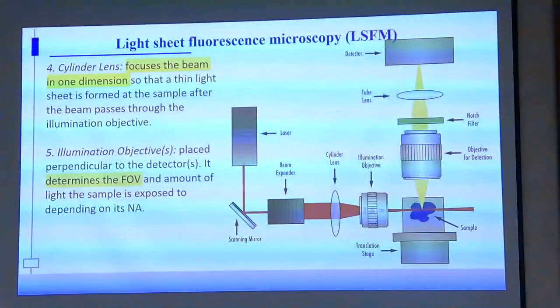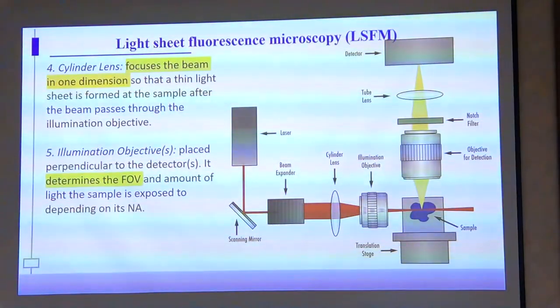Here we can adjust the position of the laser beam using the scanning mirror, and we can determine where it contacts the sample. So you can select which area you want to image. Then we have the beam expander, which increases the beam diameter before it reaches the cylinder lens, and allows for a tighter focus in the narrow dimension of the light sheet. The application of the cylinder lens is to focus the beam in one dimension, so that a thin light sheet is formed at the sample after the beam passes through the illumination objective.